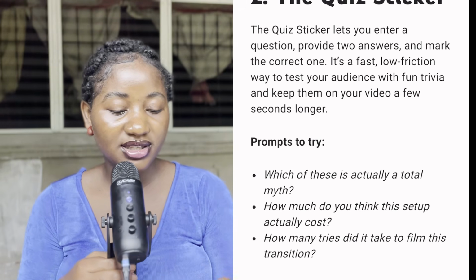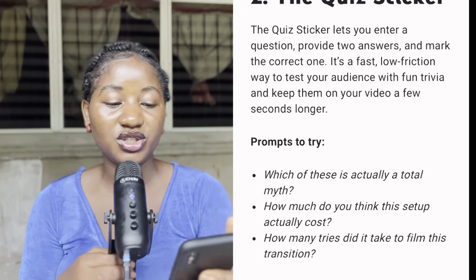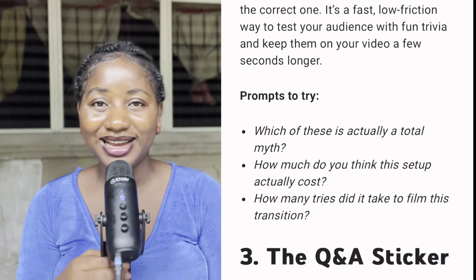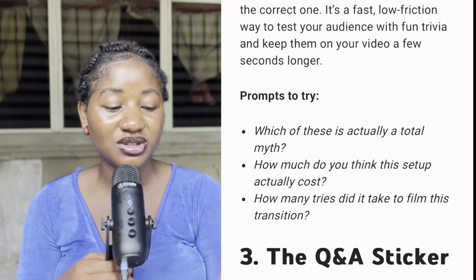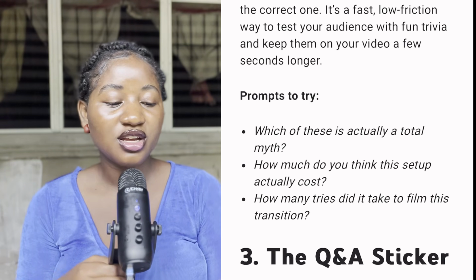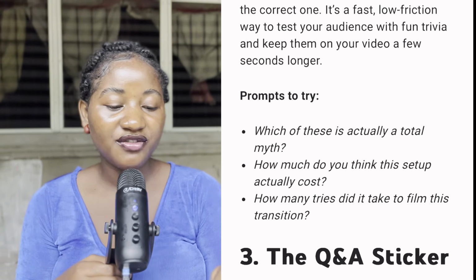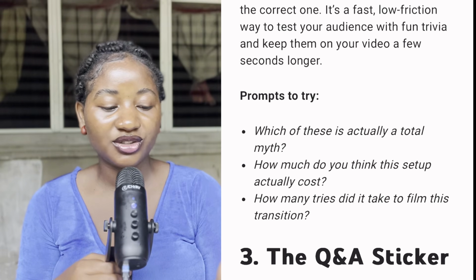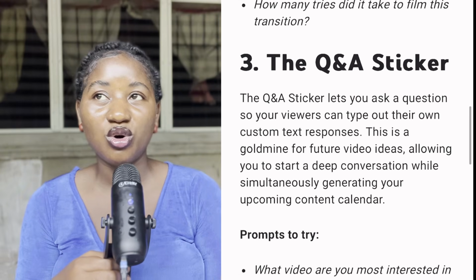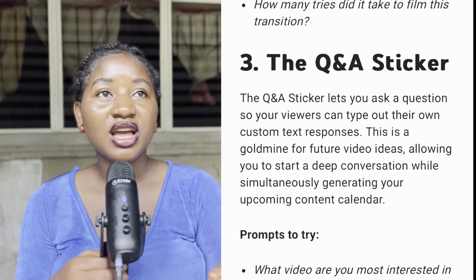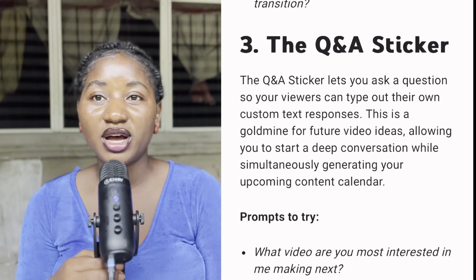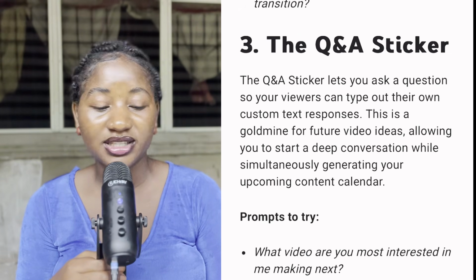Okay. Now let us go over to the third update, which is known as the question and answer sticker. I think all these are in line, almost the same thing. The Q and A sticker lets you ask your viewers a certain question, and viewers can type out their custom text response. This is actually very, very great. I think I see this more on TikTok, and I believe these updates actually help you to connect more with your viewers, to connect more with your audience.